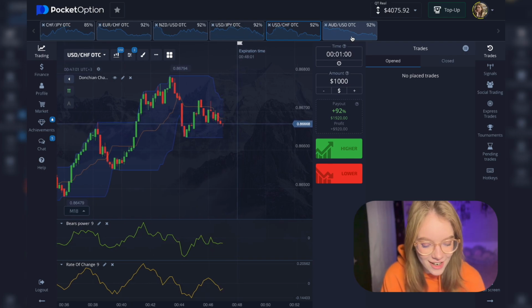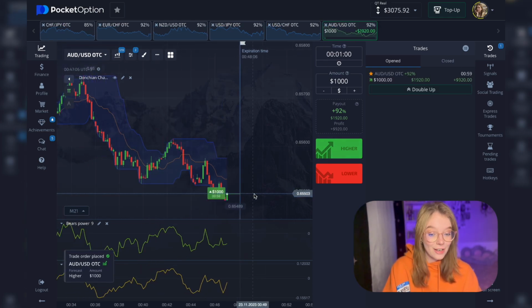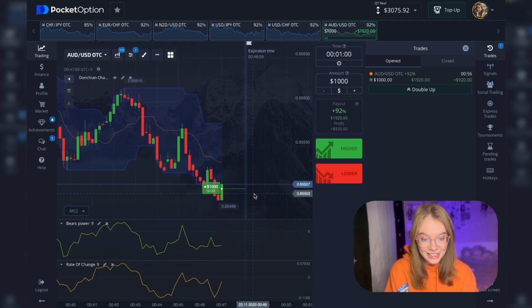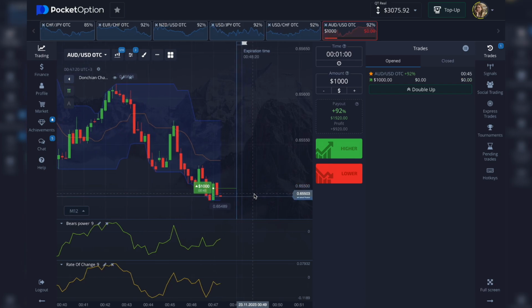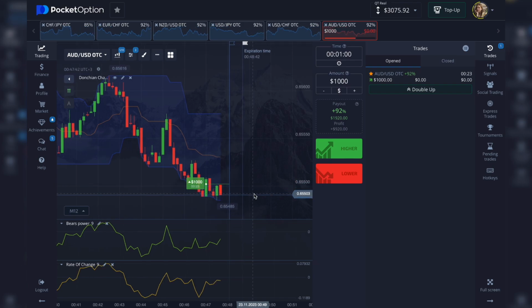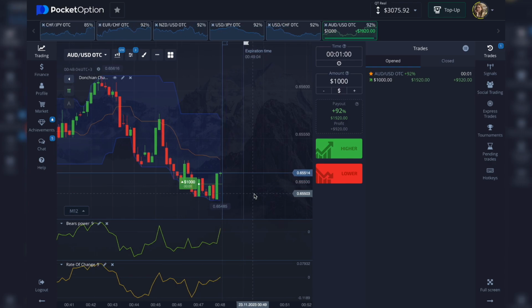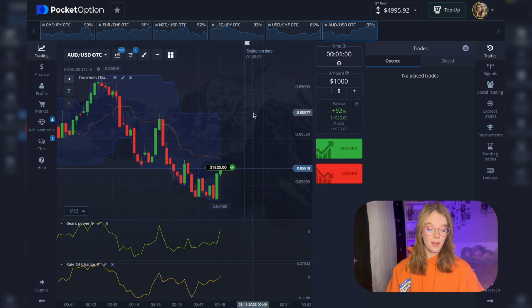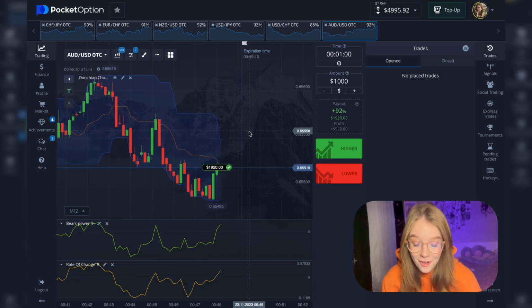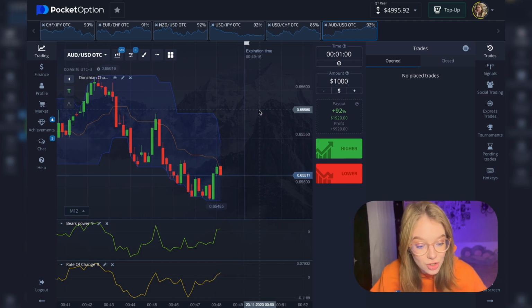Immediately I find the right currency pair. And I see the same chart again and the same values of our indicators. I open a trade for $1,000. Let's go. Unbelievable. Okay, we did it. I have almost $5,000 in my balance.